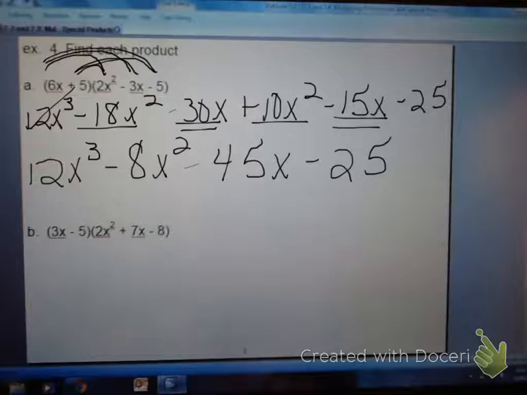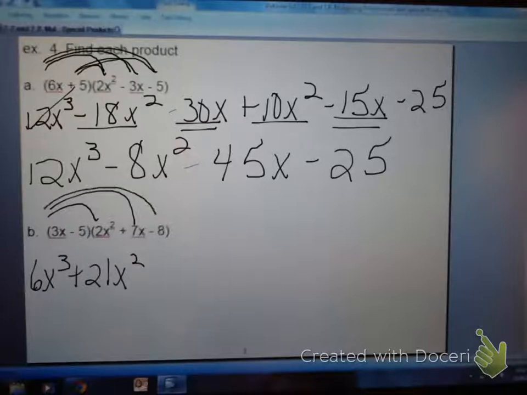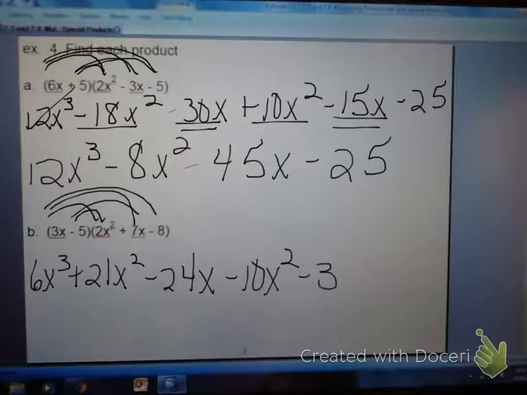Example B, again, I'm going to do the distributive property. 3x times 2x squared is 6x cubed. 3x times 7x is 21x squared. Be careful about your x's. And 3x times a negative 8 is a negative 24x. Then we're going to multiply negative 5 times everything. That's negative 10x squared. Negative 35x. And a positive 40. Be very careful. Negative 8 times a negative 5 is a positive 40.